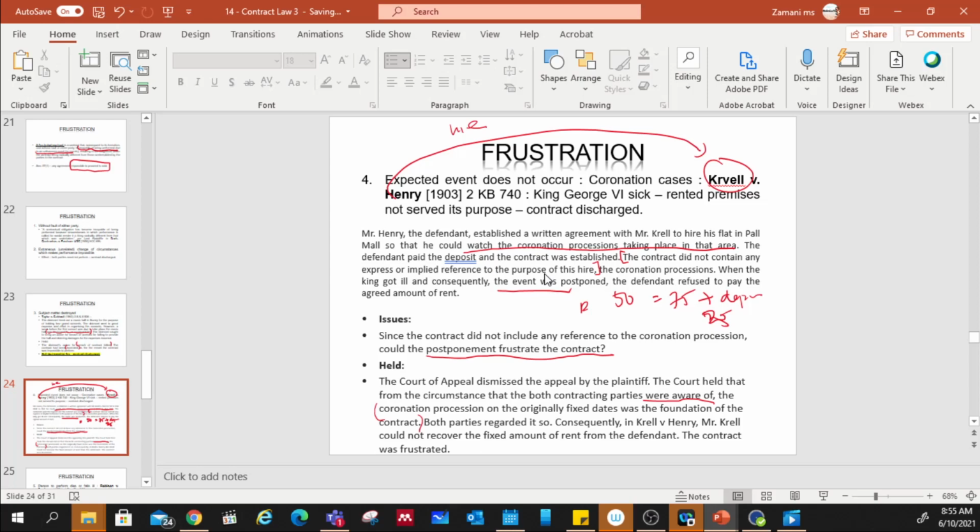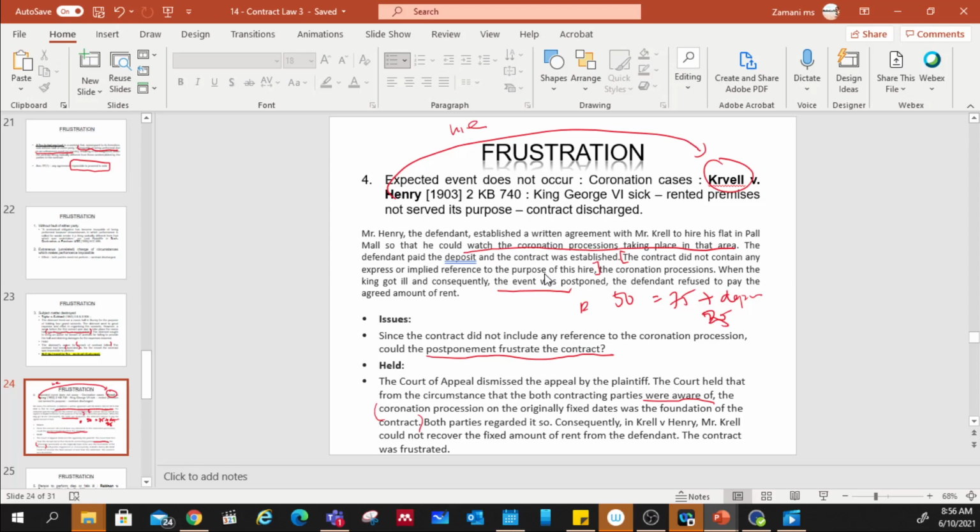Henry wanted to rent the flat because of the coronation day, but it was not stated in the agreement or in the contract. Eventually, this is the real reason why Henry wanted to rent the flat, and it is implied in this contract. Because King George was sick, the coronation day could not proceed. Both parties regarded it so. It is because of the date. It actually implies it, even though it is not stated in the contract.